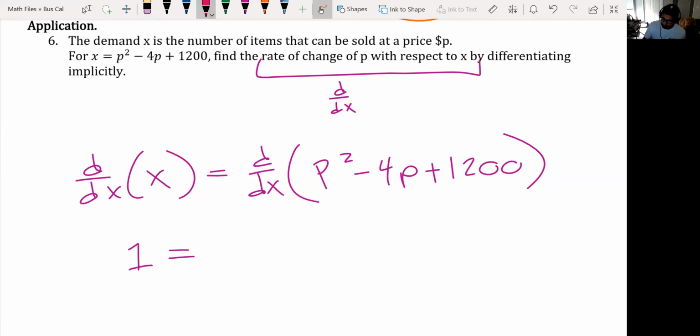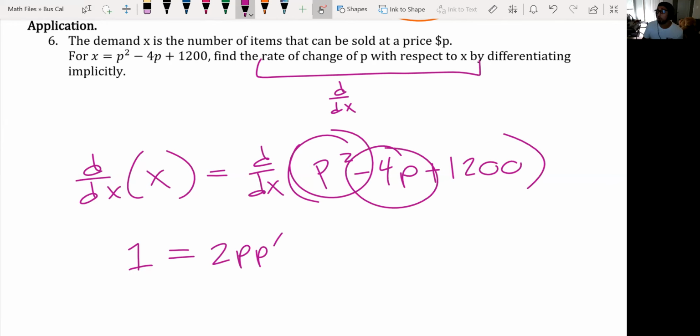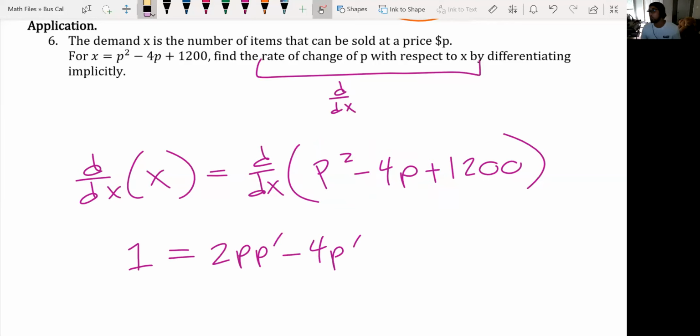So the implicit derivative of p squared with respect to x is going to be 2p prime. And then the derivative of negative 4p with respect to x is negative 4p prime. And guess what the derivative of 1200 is? That is still 0.